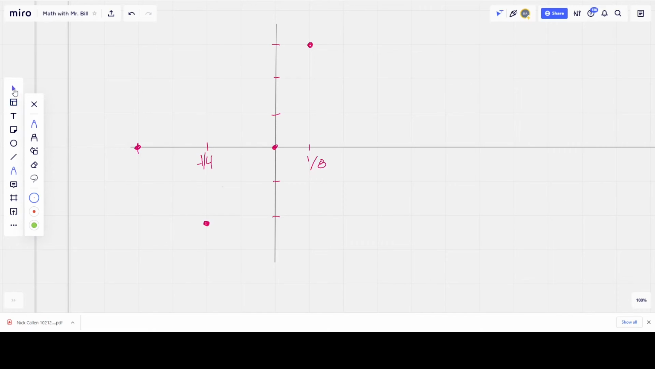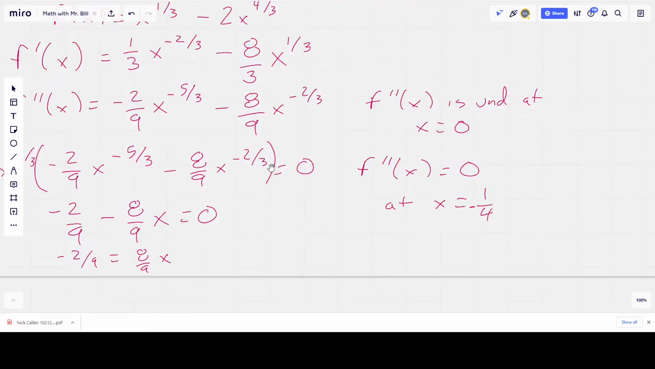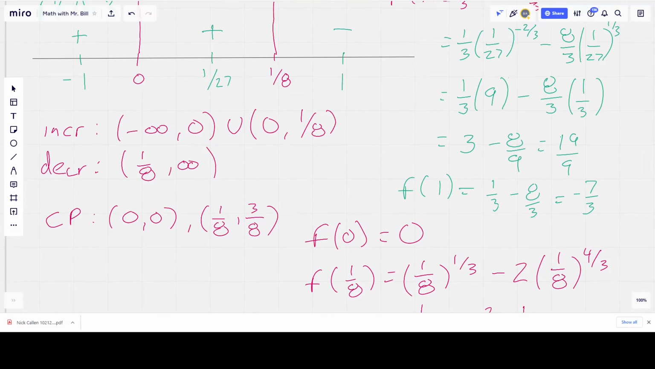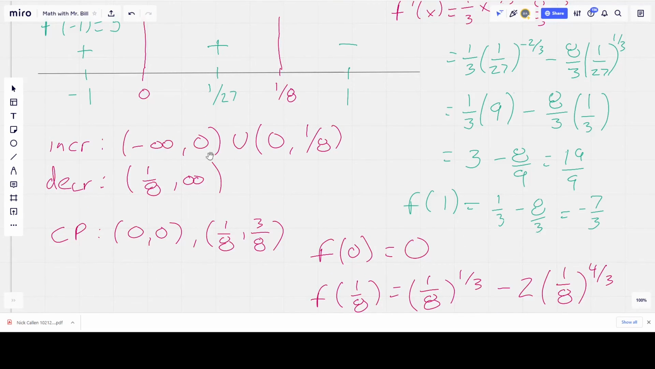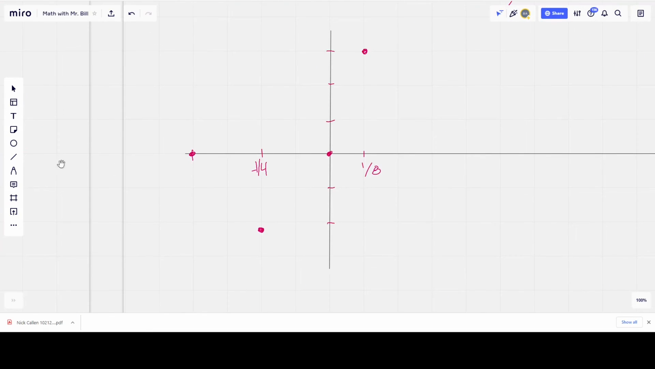Okay. So looking back at our intervals of increasing and decreasing, we know we're increasing from negative infinity to 0, and then from 0 to 1/8. So that 0 is going to be at positive 1/2, not negative 1/2. So let's put that over here. So the function is increasing all the way to 0. So that means it's going to start from the bottom here, and it's going to come all the way up to here. And now the derivative is going to be undefined. So that means that it's going to be vertical right there.